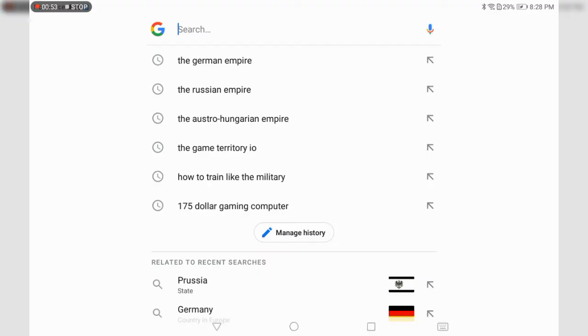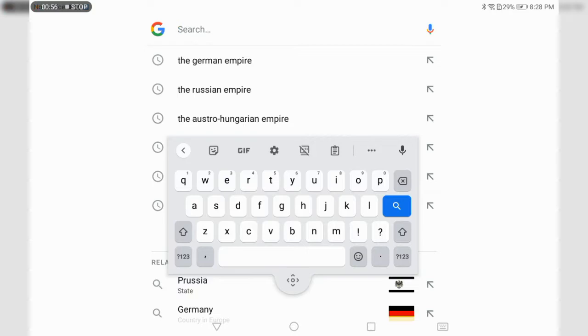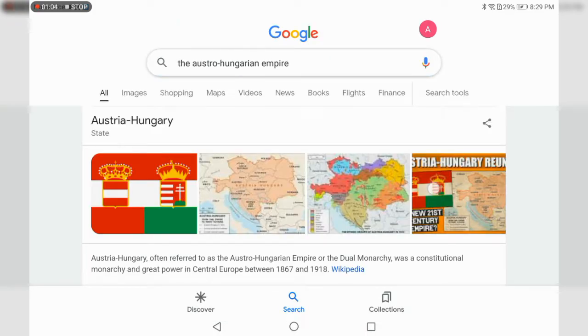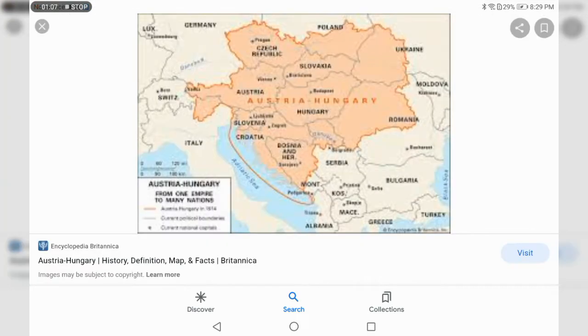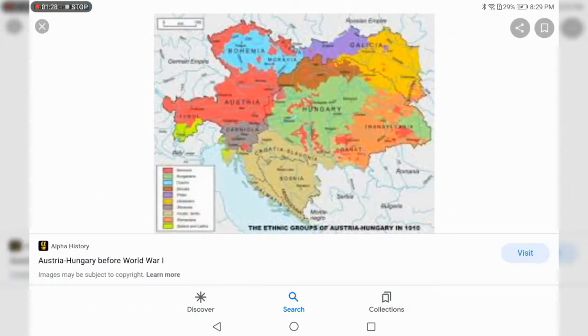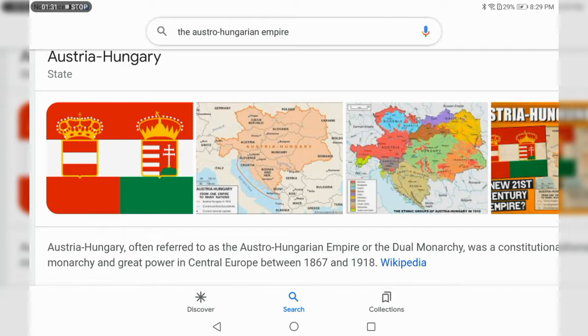And they had the Austro-Hungarian Empire as their ally in World War I. Like if you see right here, it's made of the Czech Republic, Austria, Hungary, Slovenia, Croatia, Bosnia and Herzegovina, and a part of Romania, a little part of Ukraine, Poland. This was a massive empire, too.